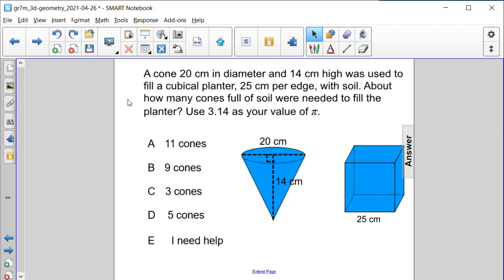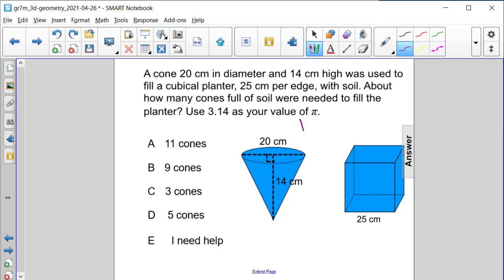A cone 20 centimeters in diameter and 14 centimeters high was used to fill a cubical planter which has 25 centimeters per edge with soil. About how many cones full of soil were needed to fill the planter? Use 3.14 as your value of pi.